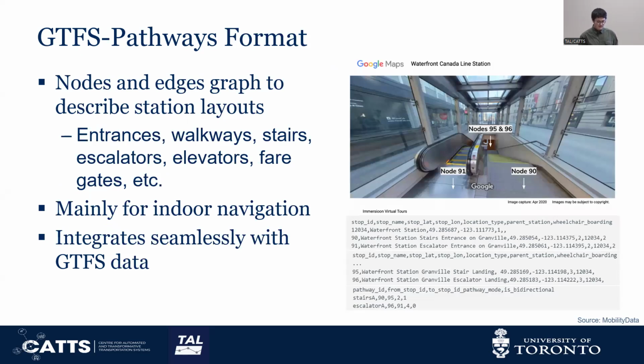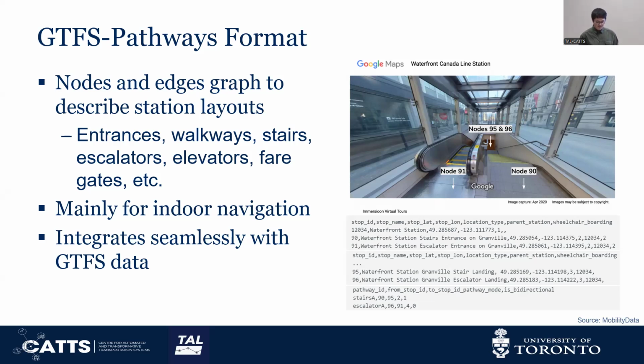So in GTFS pathways, the layout of stations is essentially described by a network made up of nodes and edges. And also it describes the geometrical attributes of various circulation elements like walkways, stairs, escalators, etc. It is great for indoor navigation. And to the right, you see an example implementation of this data standard on a Vancouver SkyTrain station.